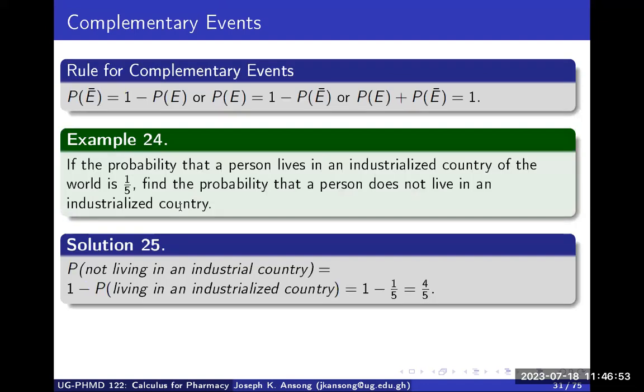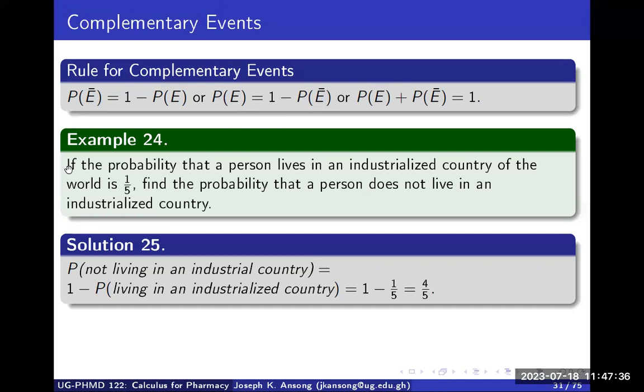There are some rules that govern complementary events. The probability of the complementary event is 1 minus the probability of the event itself. And so the probability of the event will also be 1 minus the probability of the complement. In some problems, it's easier to use one or the other. Instead of finding the probability of the event itself, it's easier to find the complement and subtract its probability from 1. And of course, if you add the probability of the event and the complement, you get 1. So that's the rule for complementary events.